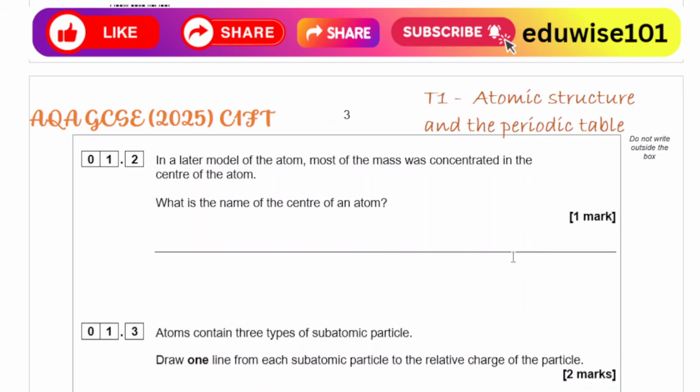In a later model of the atom, most of the mass was concentrated in the center of the atom. What is the name of the center of the atom? That would be the nucleus.